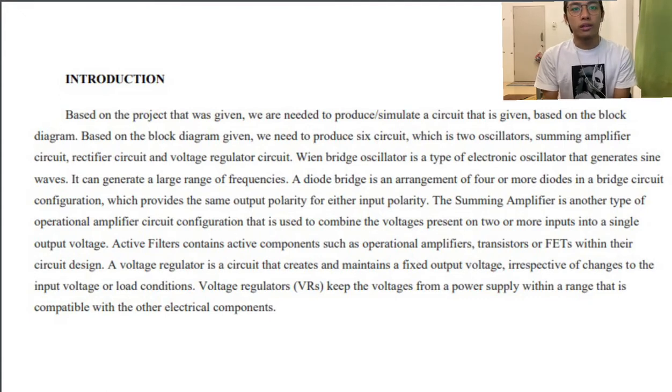The summing amplifier is another type of operational amplifier circuit configuration that is used to combine the voltage present on 2 or more inputs into a single output voltage. Active filters contain active components such as operational amplifiers, transistors, or FETs within their circuit design.